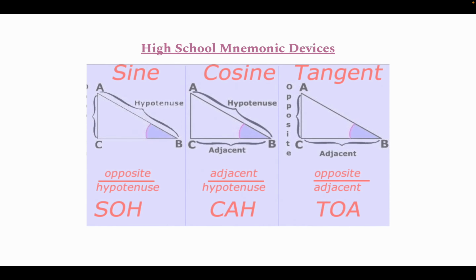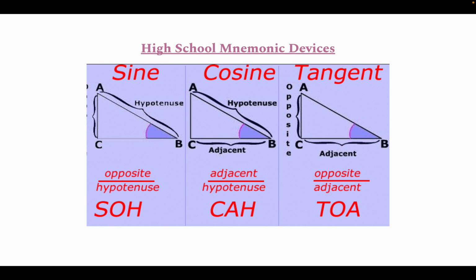High school mnemonic devices. In high school level math, the mnemonic device SOHCAHTOA can be used to remember the formulas for sine, cosine, and tangent, which are sine equals opposite over hypotenuse, cosine equals adjacent over hypotenuse, and tangent equals opposite over adjacent.